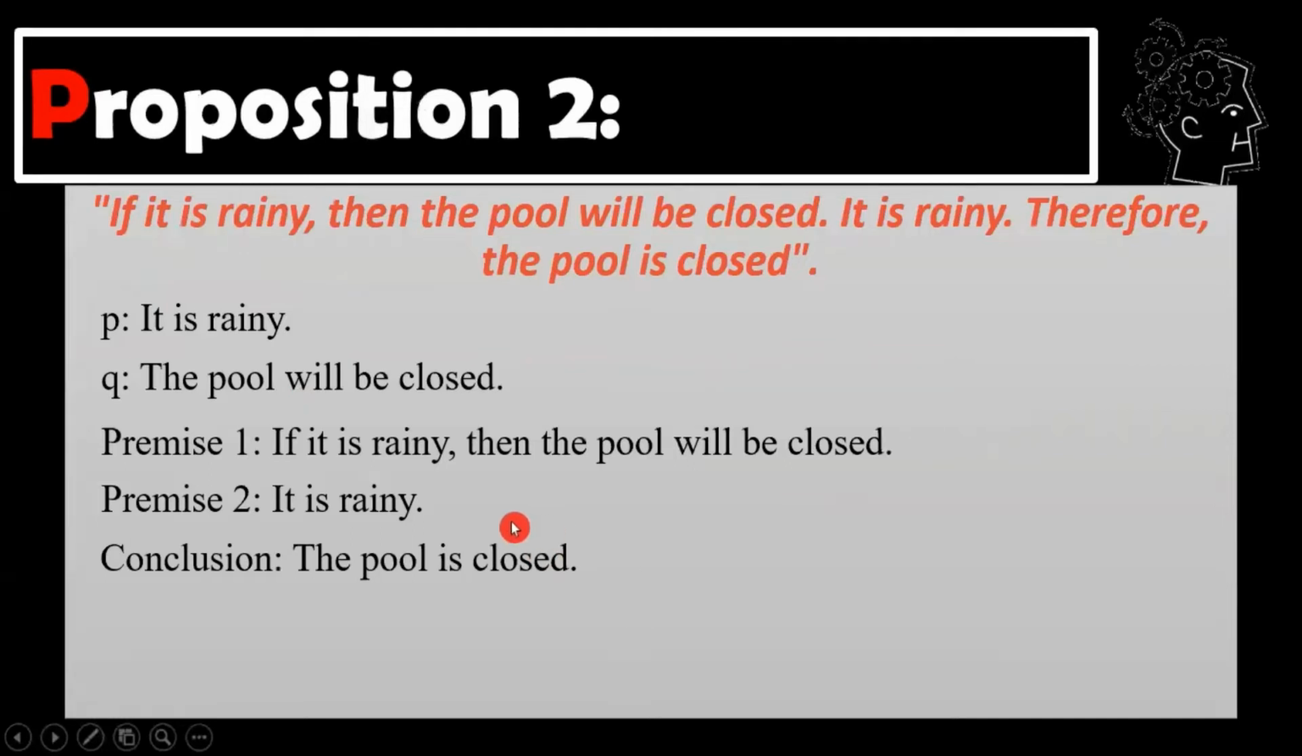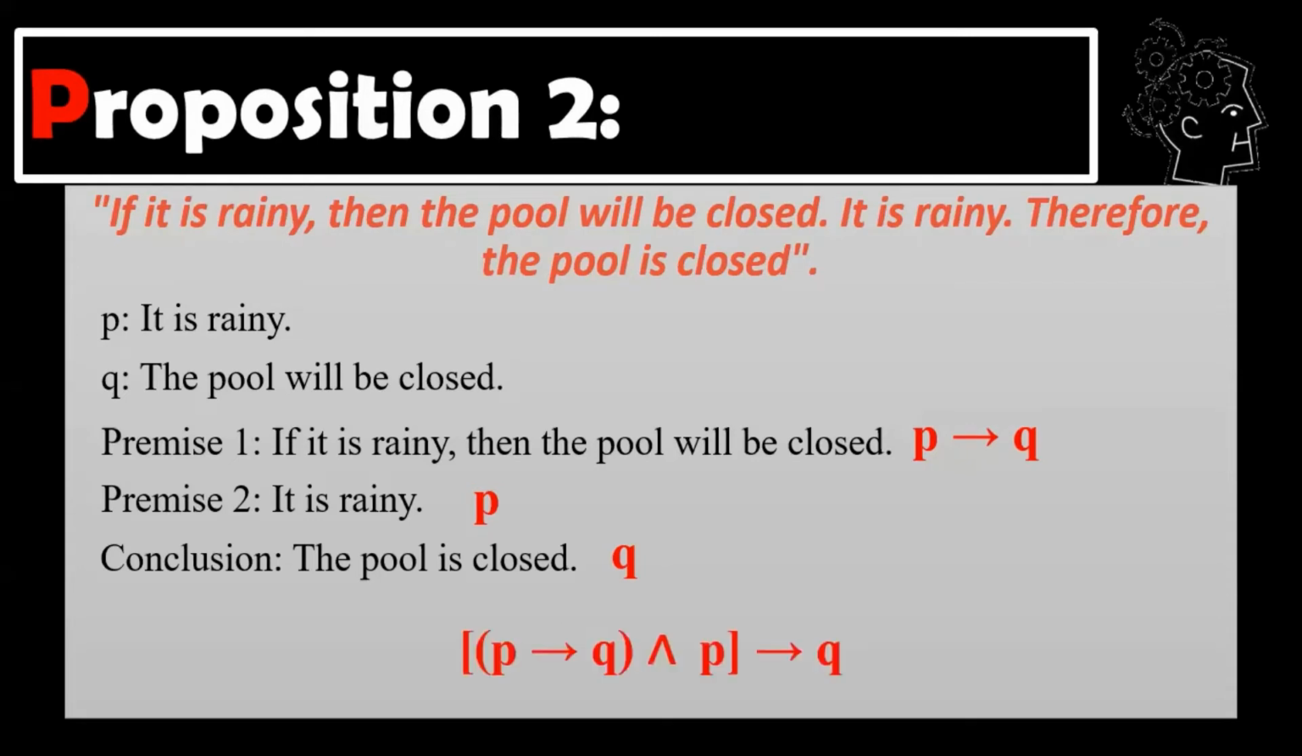So let's translate these sentences into their corresponding symbols. For premise number 1, we have if P then Q, or P implies Q. For our second premise, we simply copy our proposition P, and the same goes with our conclusion: just copy our proposition Q. To symbolize this argument, we have this.